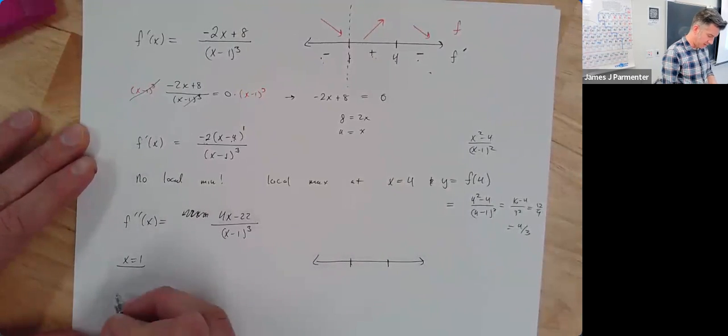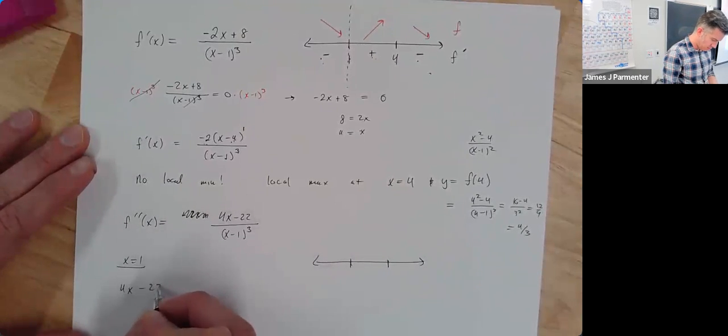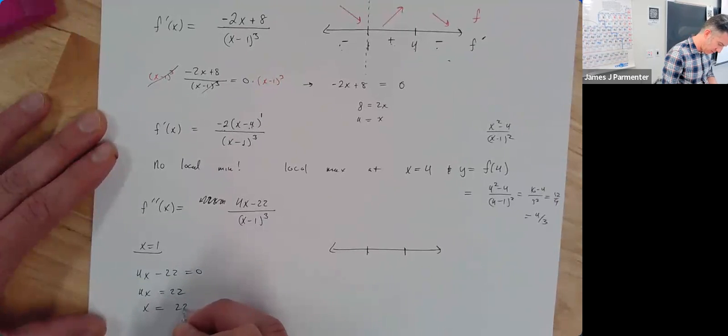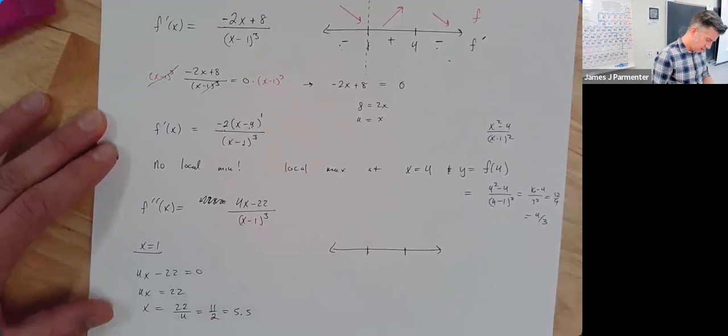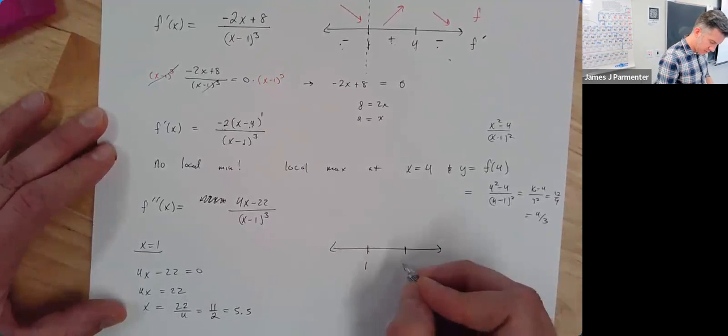And the other one I'm going to get by setting the top equal to 0. So I'm going to get 4x equal to 22. X is going to be 22 fourths, which is 11 halves. And if you like a decimal, you can say it's 5.5. So there's x equals 1. There's x equal to 11 over 2.